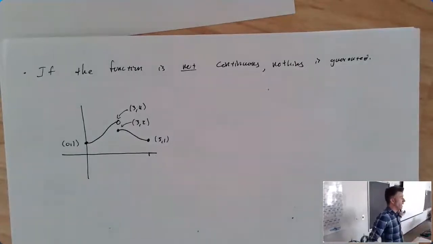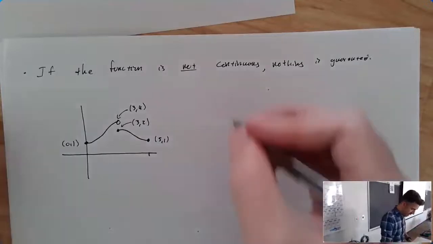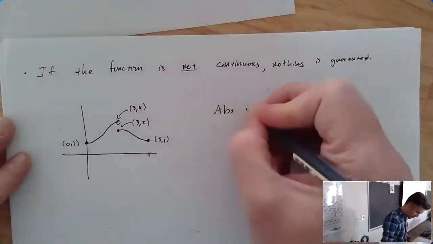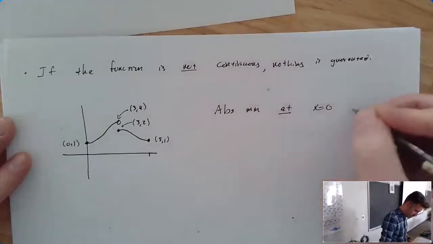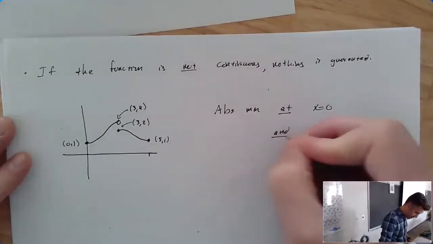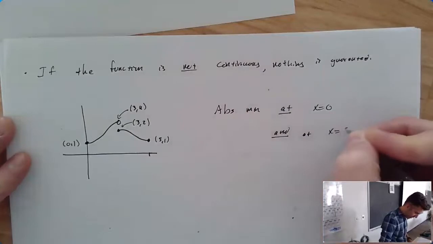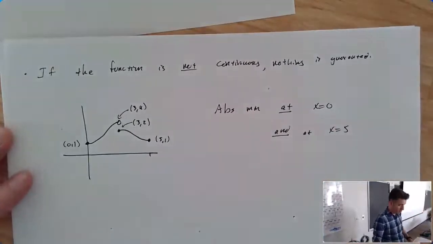This function certainly has an absolute minimum. It's got two of them actually. This function has an absolute minimum at x equals 0 and at x equals 5 with a value of 1.